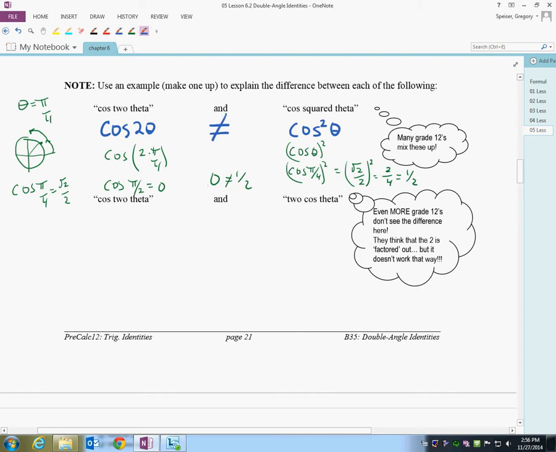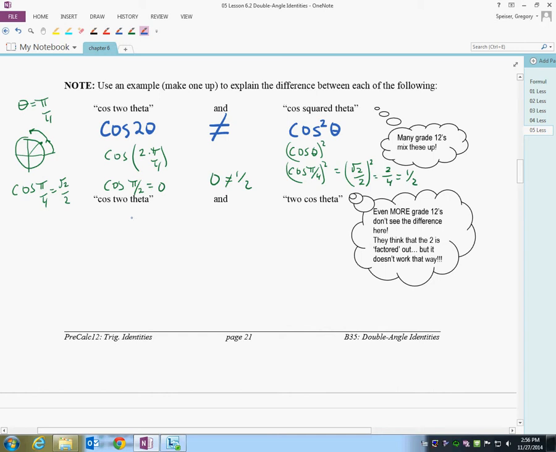So be careful when we're doing cos 2 theta and cos squared theta. Cos 2 theta is you're finding the x value of twice the angle of theta. Cos squared theta, you're finding the x value for the angle, and then you're taking that x value and squaring it.